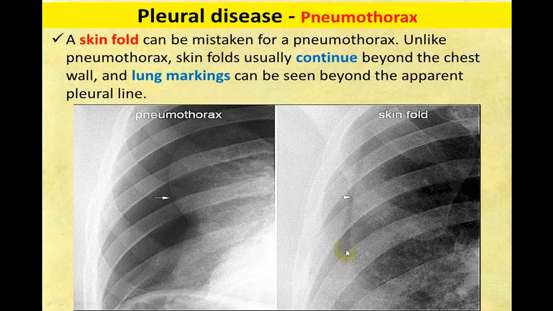Well, if you see this particular arrow shown here, this is not because of a lung border. Beyond that also you can see a vascular marking. Look at this and look at this. This is because of a skin fold. Sometimes this is mistaken as pneumothorax. So always look for these findings.